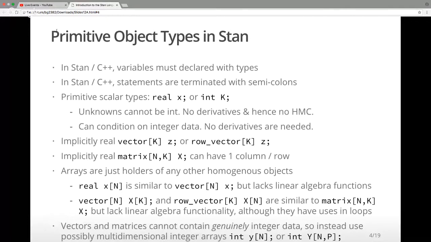Same thing with matrices. Implicitly, those contain real numbers. They have to be declared with the number of rows and the number of columns. You can have a matrix that has only one column or row, but if you know that you're in that situation, it would be better to use a vector or a row vector, because the computations are going to be more efficient.